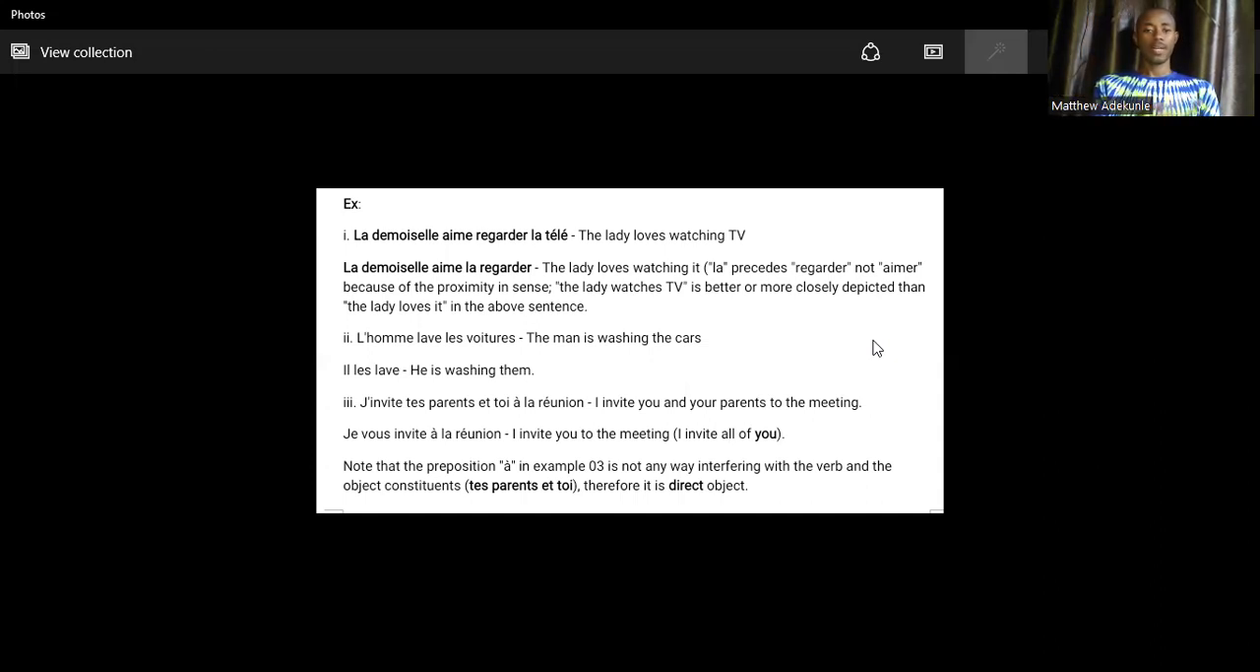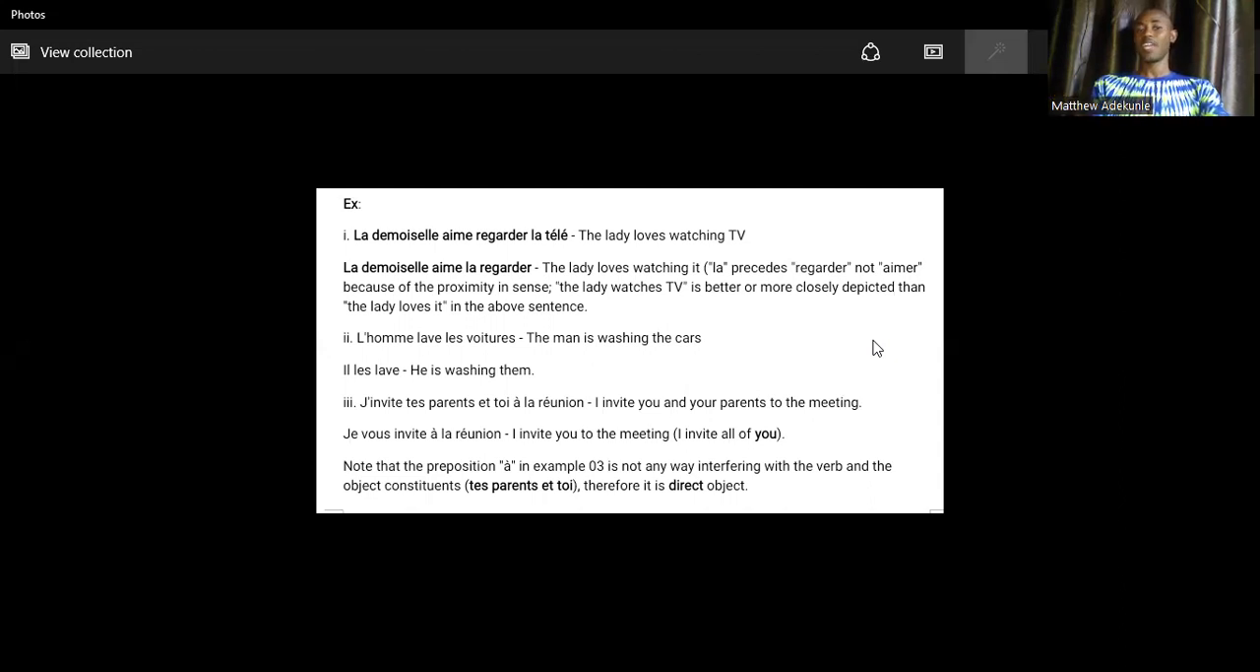So then I noted something here: note that the preposition "à" in example 3 is not in any way interfering with the verb and the object constituent, "tes parents et toi". Therefore, it is a direct object. If you go back to that third one, the rule that we stated at the beginning is that for it to be a direct object, there must not be any interference of a preposition between, note it very well, the verb and the object that we are addressing.